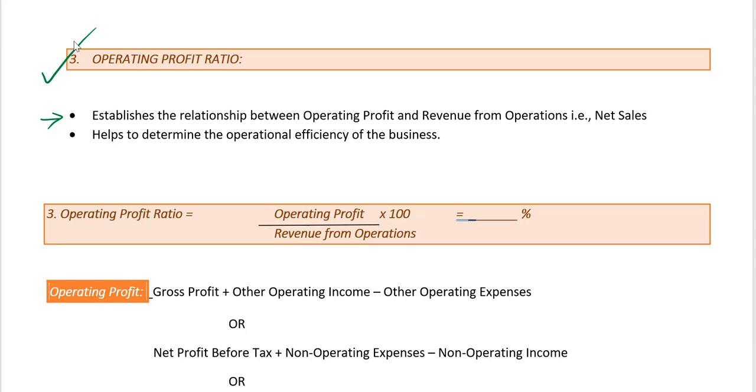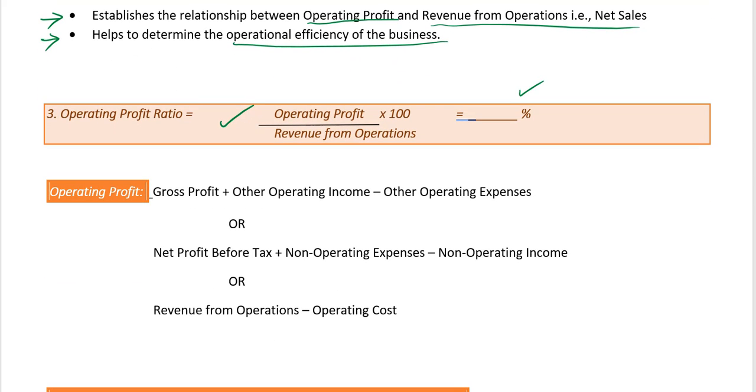It establishes the relationship between operating profit and the revenue from operations, or the net sales. It helps to determine the operational efficiency of the business. To arrive at the ratio, the formula is operating profit multiplied by 100 divided by revenue from operations. The answer is in percentage.